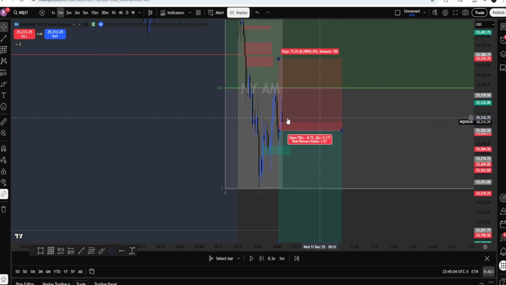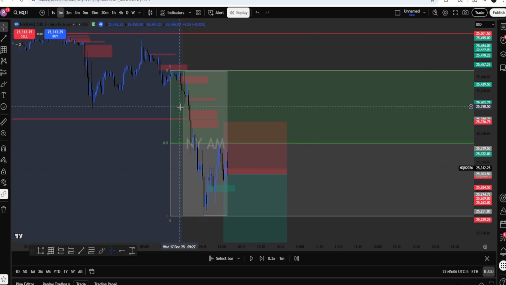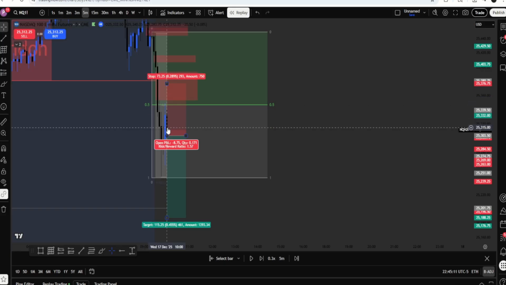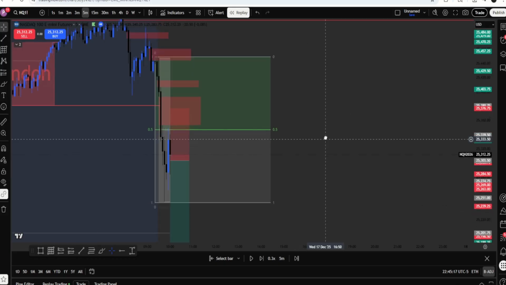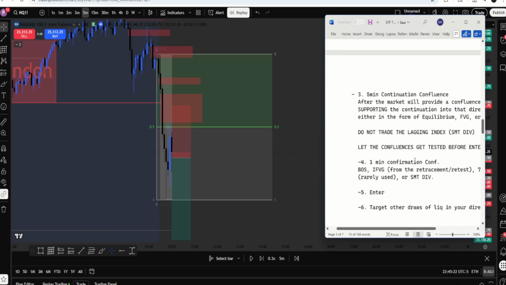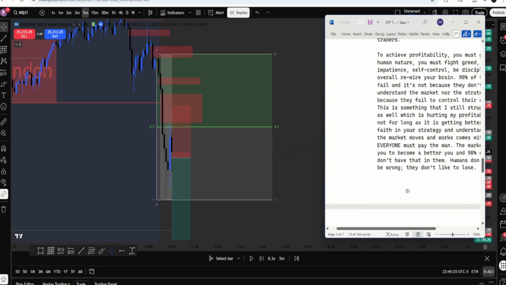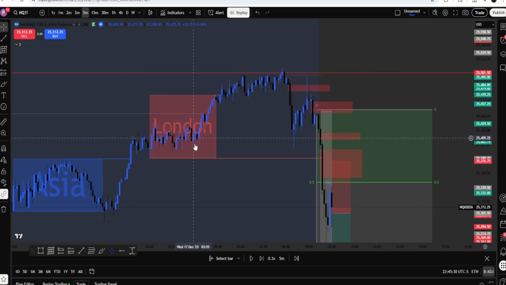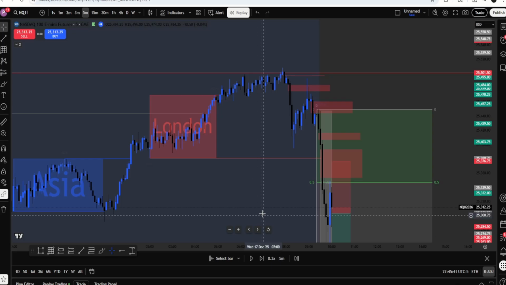Now you're asking why. So we waited for our 5 minute manipulation. Our 5 minute manipulation candle came up. The next candle that came down not only supported equilibrium, it's also supporting the overall bias. And then also, another first thing you're doing when you open market is you're going to look for the 3 daily profiles. So if London consolidates and then breaks out, you're going to have a New York reversal. So New York's going to come to the downside.